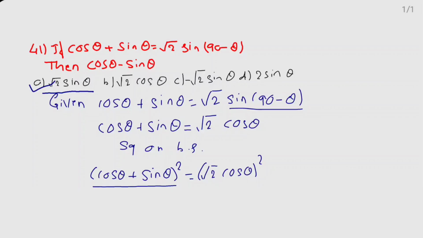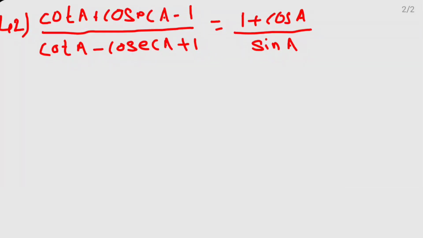Is it clear? So well students, look at the next problem. (cot A plus cosec A minus 1) divided by (cot A minus cosec A plus 1) equal to (1 plus cos A) divided by sin A.